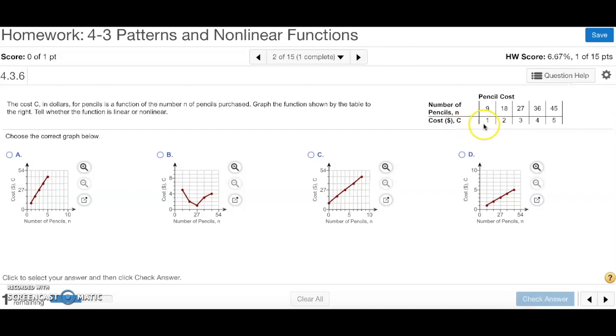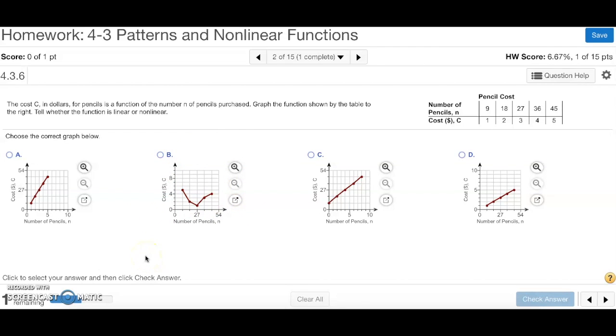So looking at one number to the next of cost, they are going up by 1 each time. You add 1. Looking at the number of pencils, each dollar we go up, we add 9. So that's going up constantly. So that means it's going to be linear. So that means B will not be our graph, because linear means the graph is going to be a line.